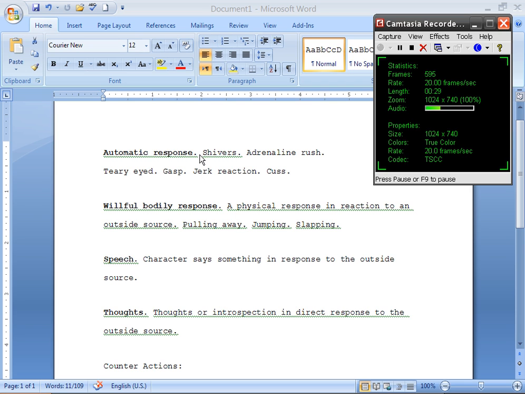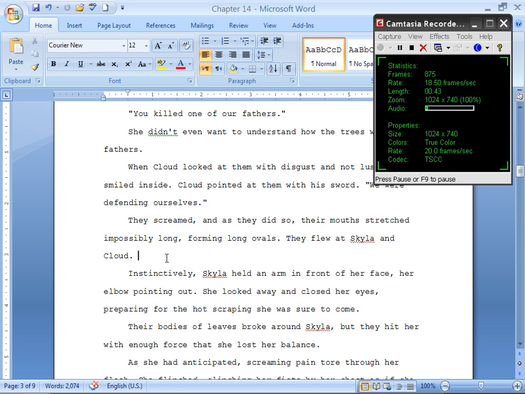So we had the automated response, and the next thing I want to think about is the willful bodily response. But this is a physical response in reaction to an outside source, like pulling away, jumping, slapping. So in this example here, what is Skyla's bodily response, the direct bodily response to what just happened, to their mouth stretching and possibly long, and to them flying at her. So she does have a physical bodily response. Instinctively, Skyla held an arm in front of her face, her elbow pointing out.